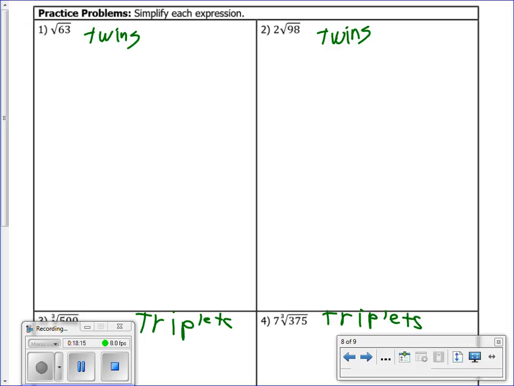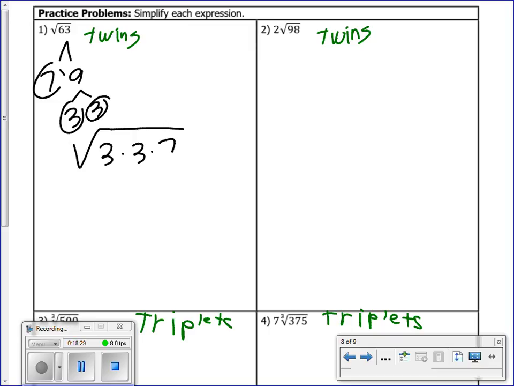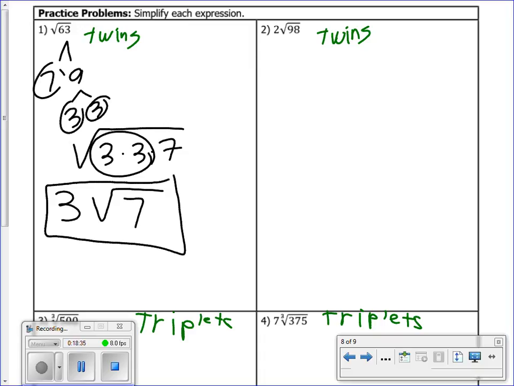You want to break down 63. 63 breaks down to 7 times 9. 9 breaks down to 3 and 3. Take your prime numbers, put them inside your square root. 3 times 7. Circle twins, you get 3 square root 7. That's your final answer.